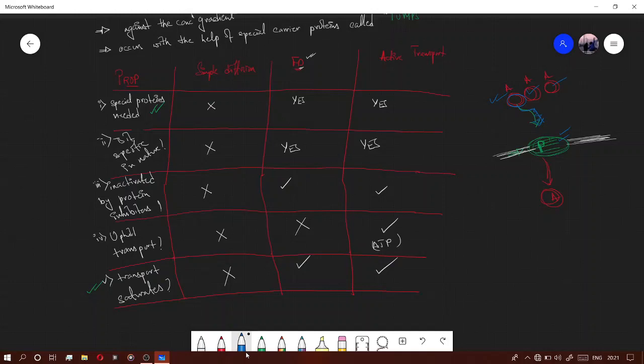Say I have shown only three, but say there are 10. What will happen? There will be a traffic jam kind of situation. So can we say that the transport is saturated? Well, yes, we can, and that is exactly why in both facilitated diffusion and active transport, transport saturation occurs, because they both need special proteins to function, and therefore their transport is saturated when there are way too many substances waiting to be transferred.